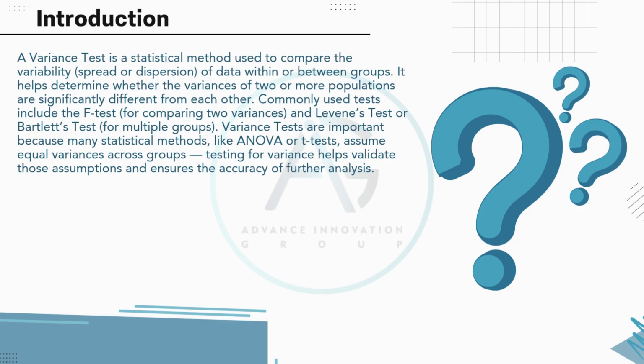Variance tests are important because many statistical methods, like ANOVA or t-tests, assume equal variances across groups. Testing for variance helps validate those assumptions and ensures the accuracy of further analysis.